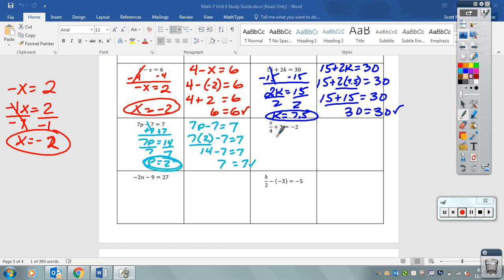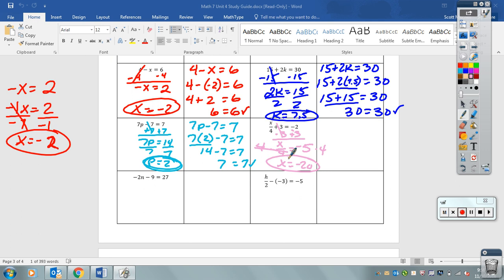Another two-step. Minus 3, minus 3. X divided by 4 equals, gotta know how to work with integers, negative 2 minus 3. We don't do subtraction, we do keep, change, change. 2 negatives plus 3 negatives. 2 negatives plus 3 more negatives is negative 5. Now we undo division with multiplication, times 4, times 4. X equals negative 5 times 4, which is negative 20.